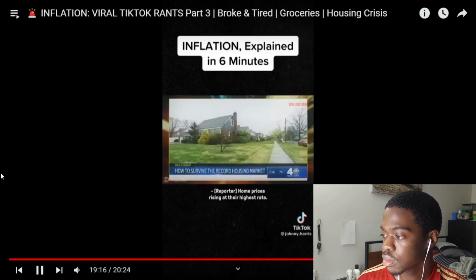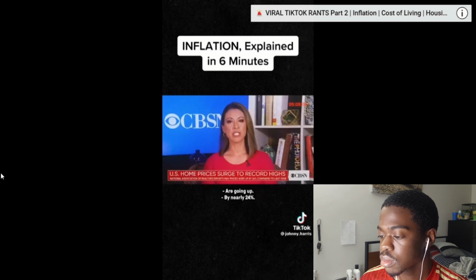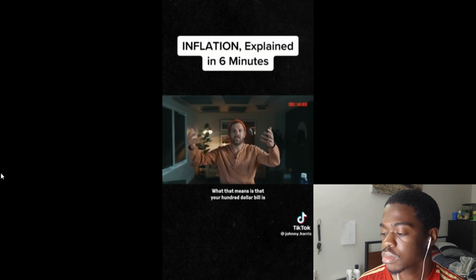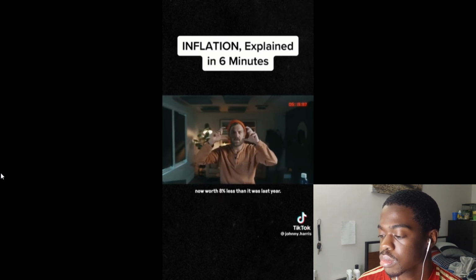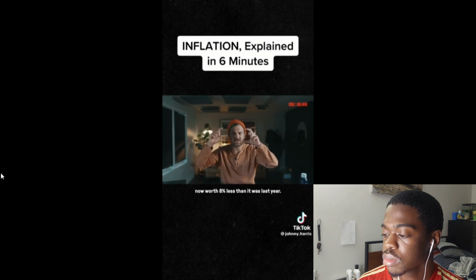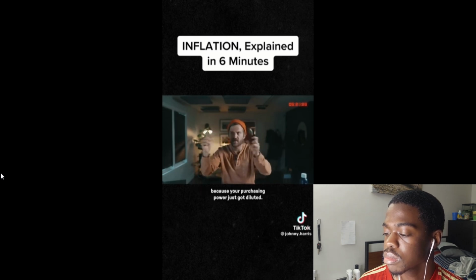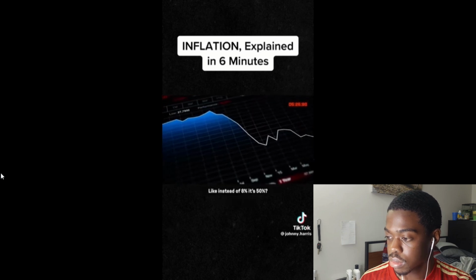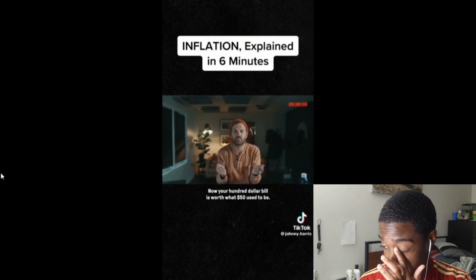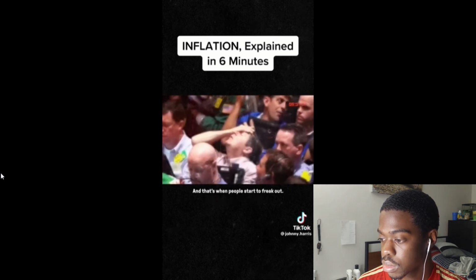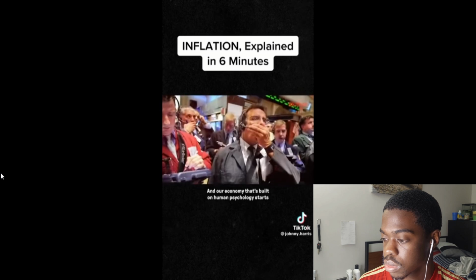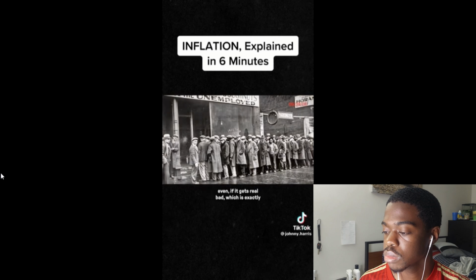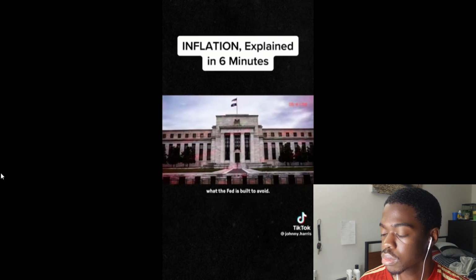Prices rising at their highest astronomical rate. Bidding wars. Rents are going up by nearly 24%. So that's what's happening right now. All the prices are rising kind of at the same time. What that means is that your $100 bill is now worth 8% less than it was last year. Like the same money is worth less because your purchasing power just got diluted. And imagine if that keeps happening. Instead of 8%, it's 50%. Now your $100 bill is worth what $50 used to be. And that's when people start to freak out. And our economy that's built on human psychology starts to falter and we fall into a recession or even a depression, if it gets real bad, which is exactly what the Fed is built to avoid.